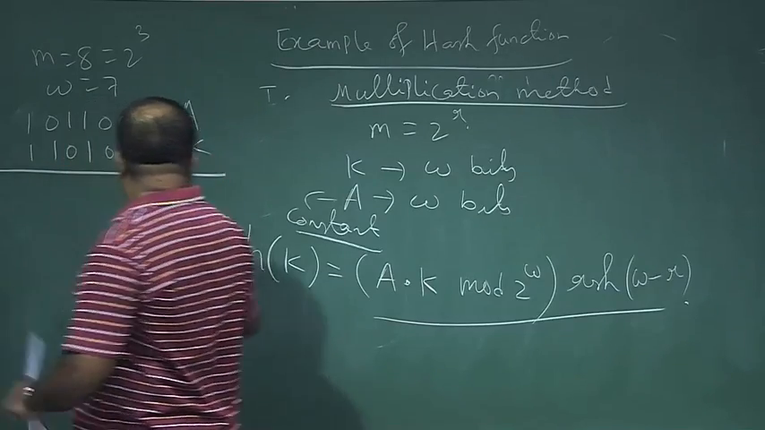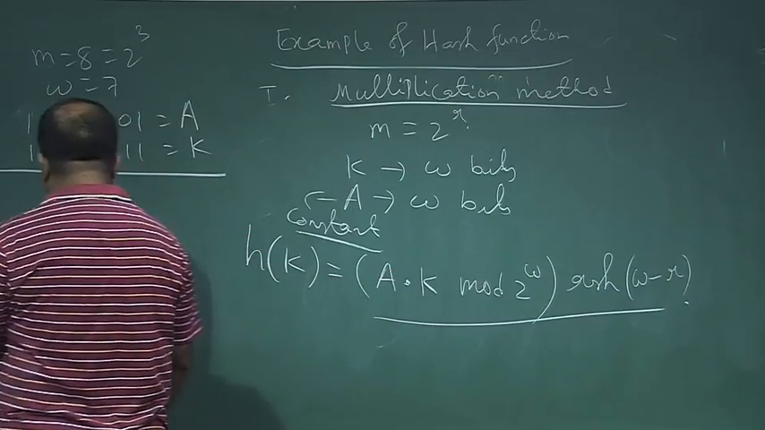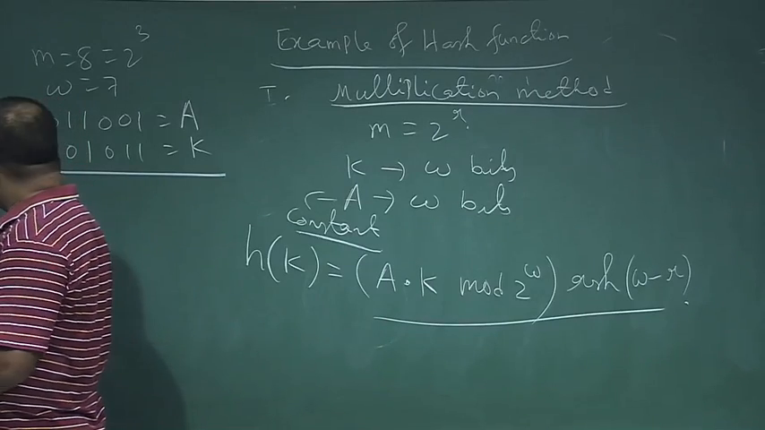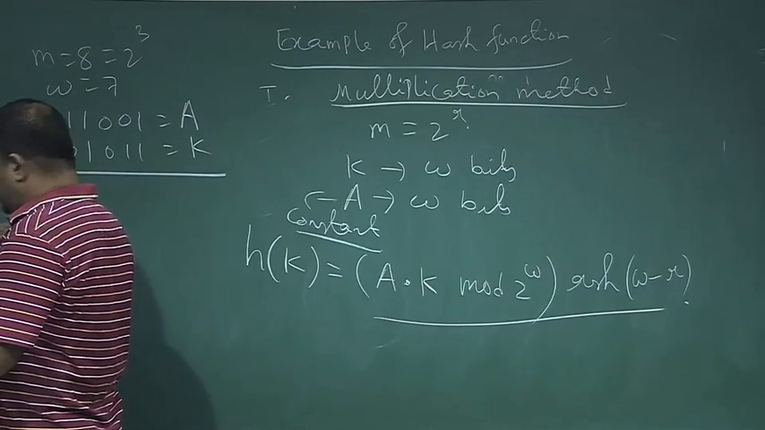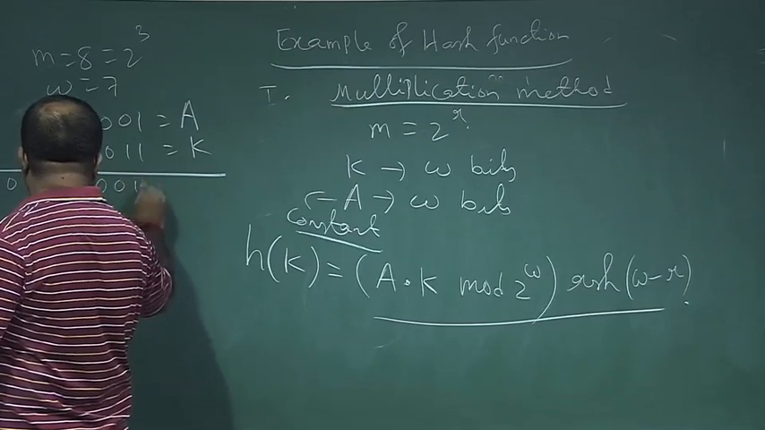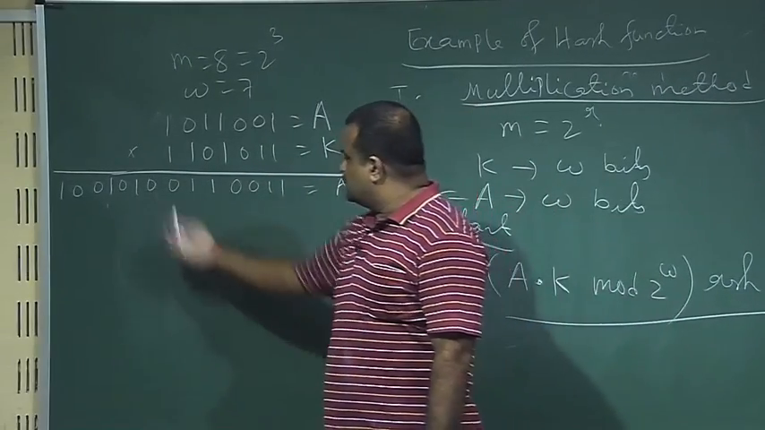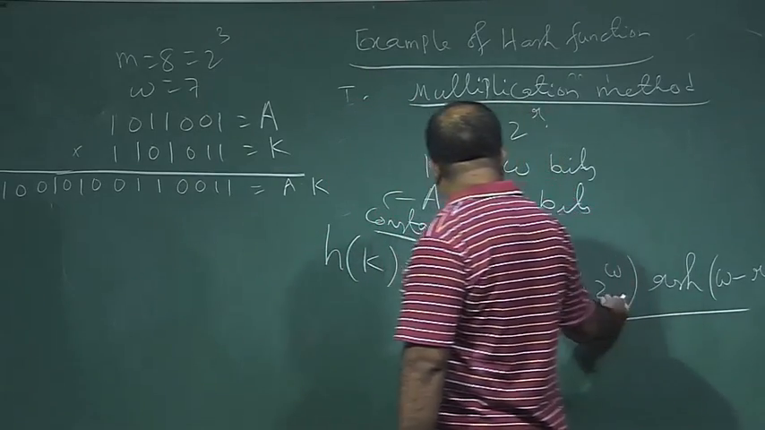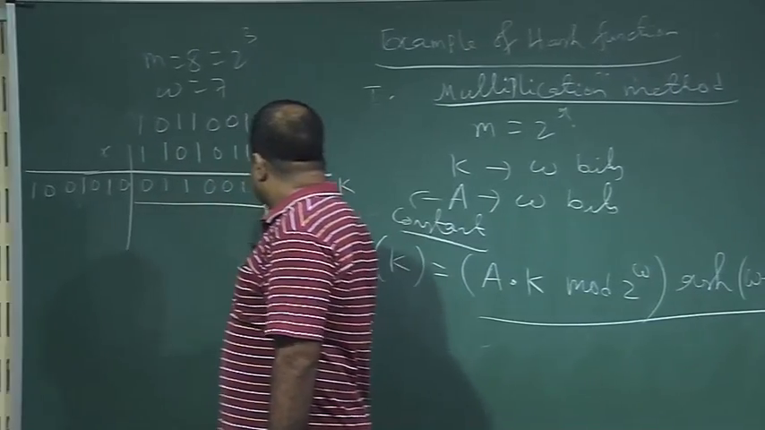So, now we have to apply h of k by this formula. We have to compute a times k. If you do this, we get a 2w bit number, that means 14 bits: 1 0 0 1 0 1 0, then 0 1 1 0 0 1 1. So, this is basically a times k, just a 14 bit number. Now, if we want to make it 7 bit again, we take mod 2 to the power 7. So, this will give us only this part. This is mod 2 to the power 7.